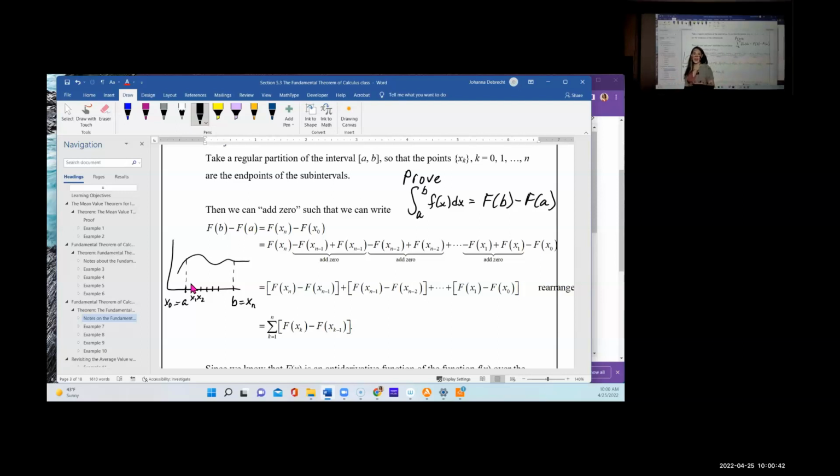So we do what we call add 0 multiple times. Everyone see here where it says add 0, I've subtracted f of x sub n minus 1 and I've added it. Because I subtracted it and added it, I've essentially added 0. Then I subtracted f of x sub n minus 2 and I added f of x sub n minus 2, but again, this is effectively 0. I subtracted f of x1 and I added f of x1, but that's effectively 0. So I've added 0 n minus 1 times.